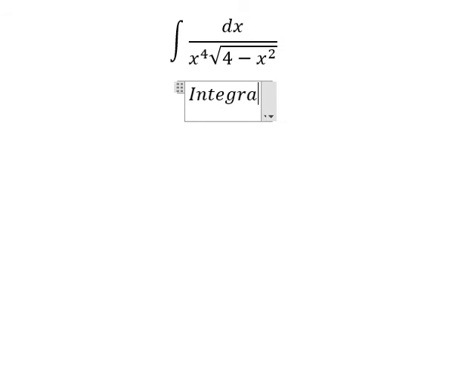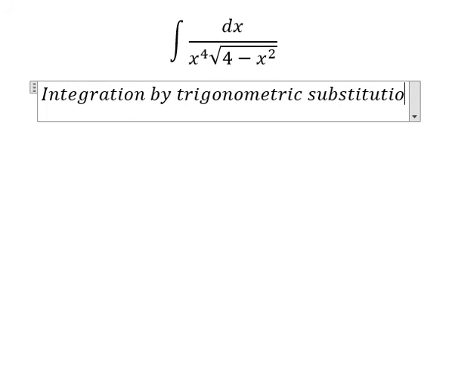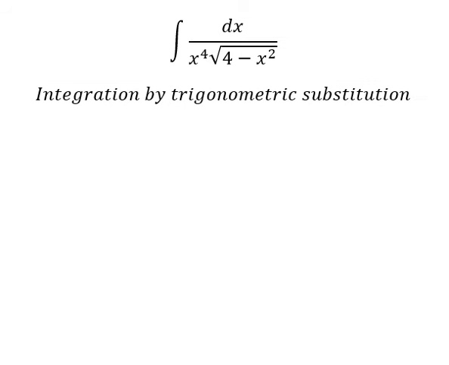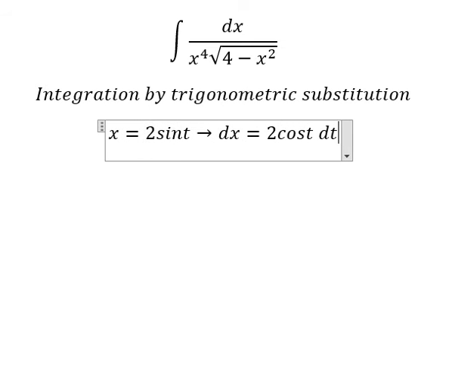We need to use integration by trigonometric substitution. So I will put s equal to 2 sine t. After that, we need to first take the derivative of both sides, and we have 2 cosine t dt.